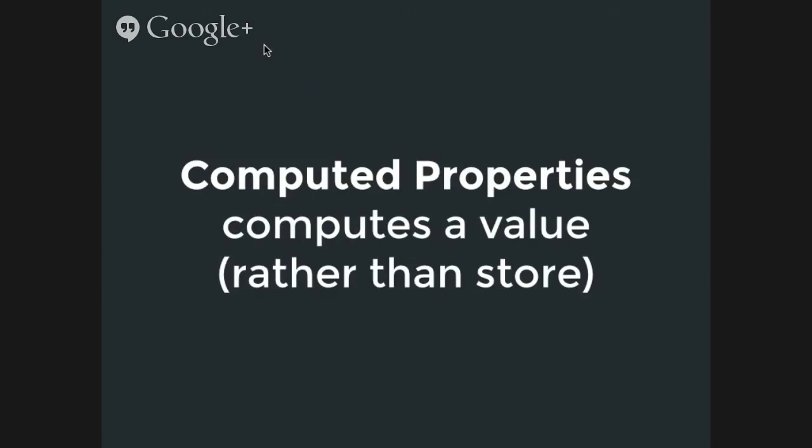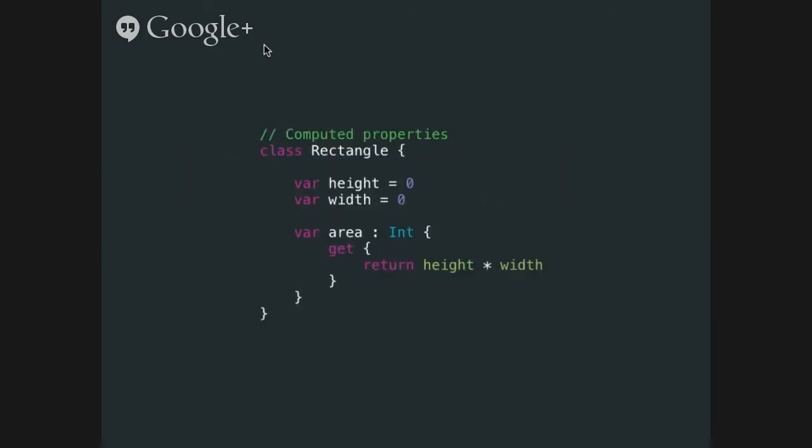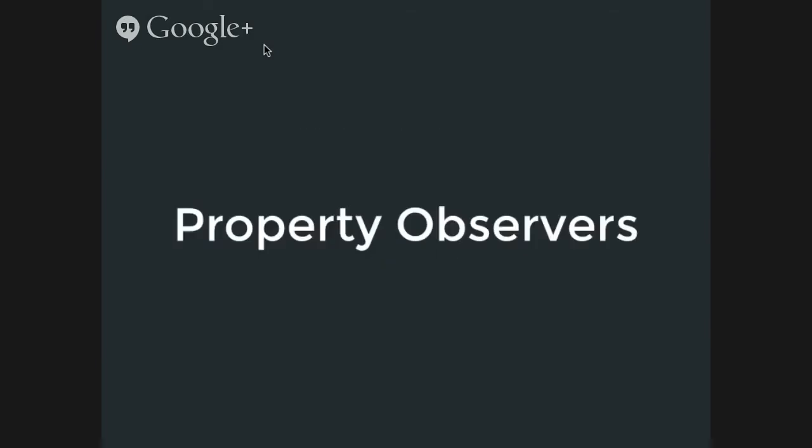So there is another type of property called computed property. Computed property, as the name says, is just computed at runtime. Suppose you have a rectangle class where you have height and width. How do you calculate the area? When you call area, you can just multiply height and width and return the area. So this data is not stored. It's calculated at runtime. These kinds of properties are called computed properties. Right? So here's an example.